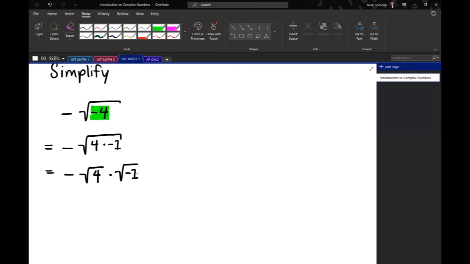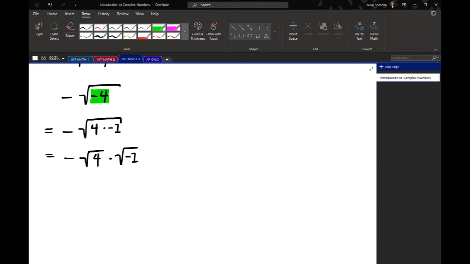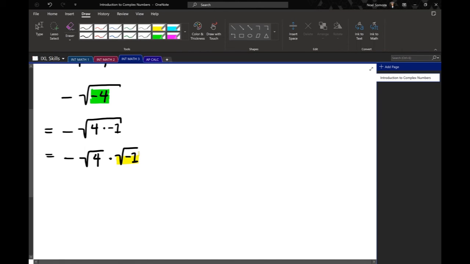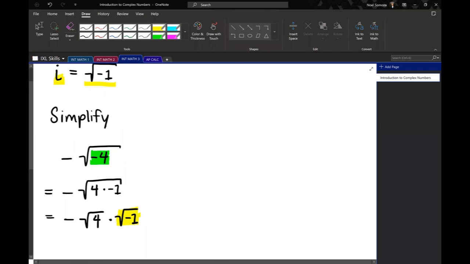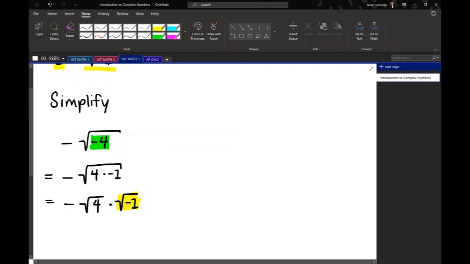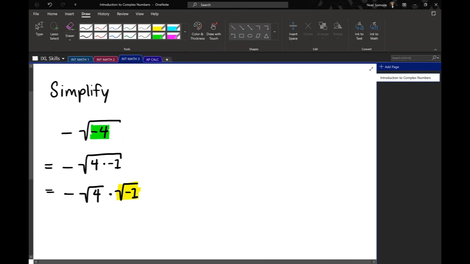Okay. Now, the reason we separate it out like this is to show you that, hey, this is the square root of 4, but at the same time, it's also the square root of -1. And we know what the square root of -1 is equal to. The square root of -1 is equal to the letter i. Right. So part of the simplification process is taking the square root of -1 and turning it into i.